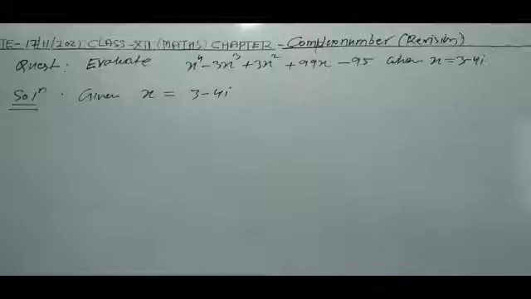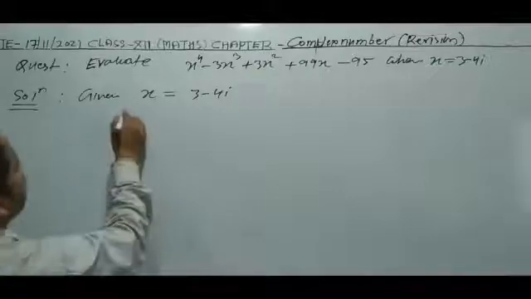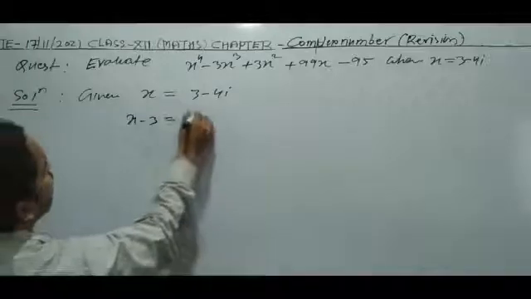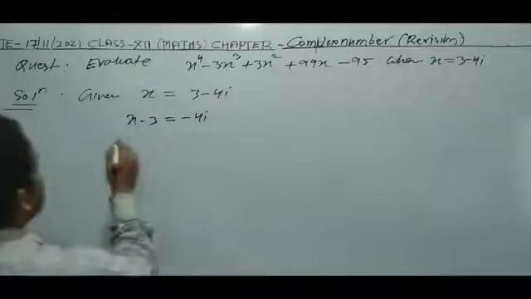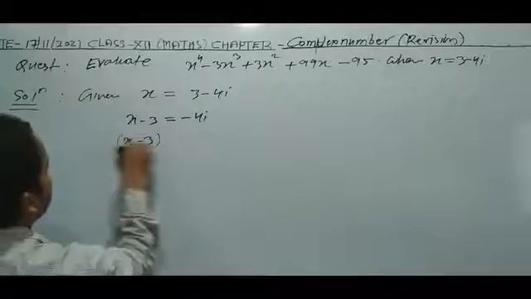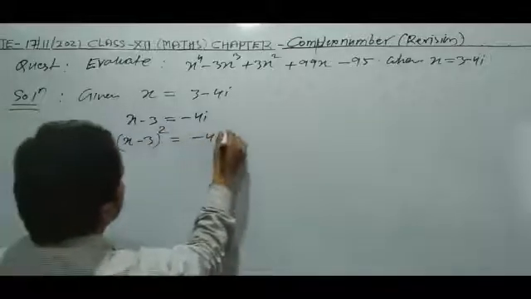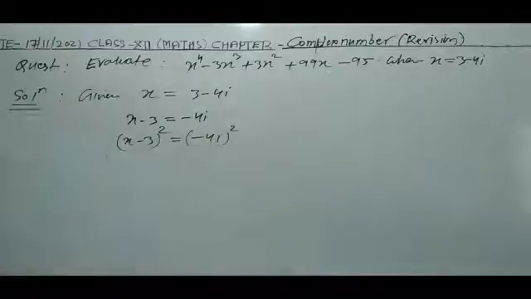With the help of this term, what can we calculate? You know the formula of a minus b whole square, so we can split it. We can write x minus 3 is equal to minus 4i, and then square both the sides. So expand by using a minus b whole square.